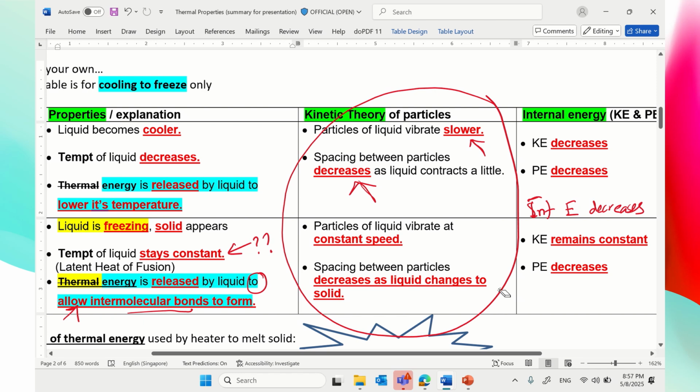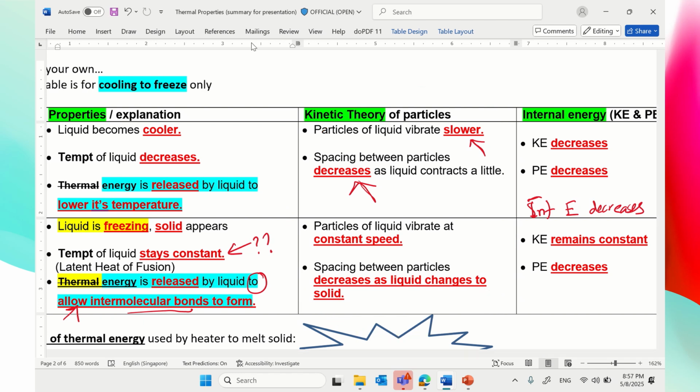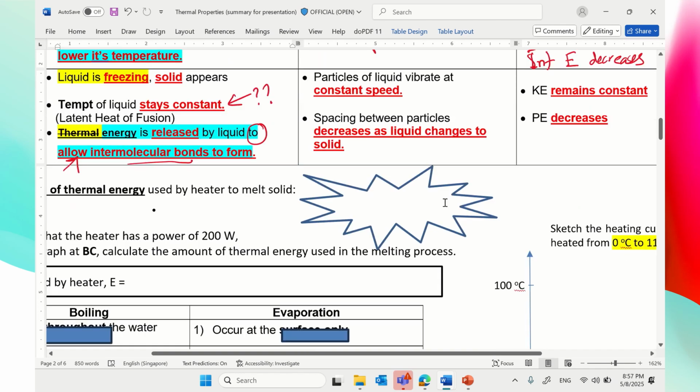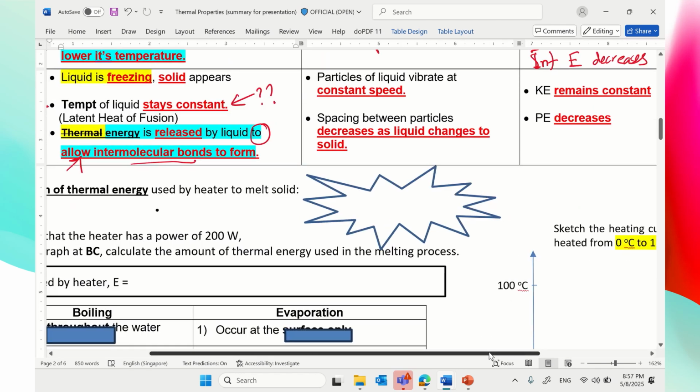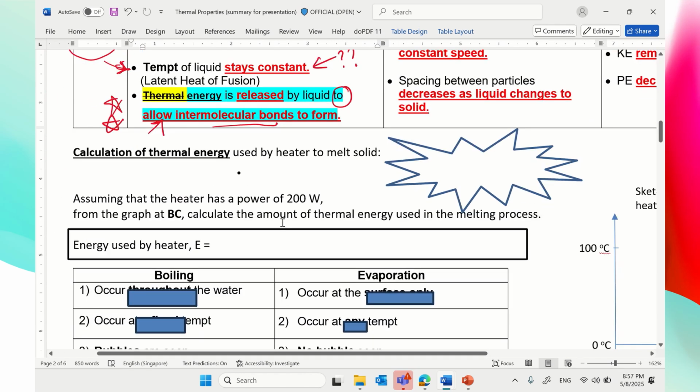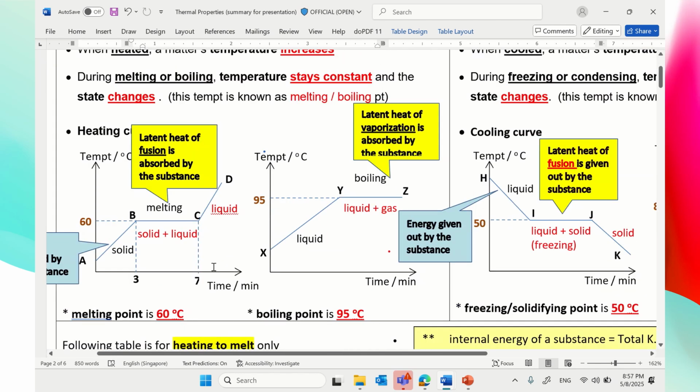And remember I mentioned there's a little part that may need calculation. If you are given the graph, heating curve or cooling curve, and you know very well that there's timing involved, just now we saw, right? There's timing involved, the 3rd minute to the 7th minute. The time involved in melting was 4 minutes. Okay, 3 to 7 is 4 minutes. It took 4 minutes for the melting process.